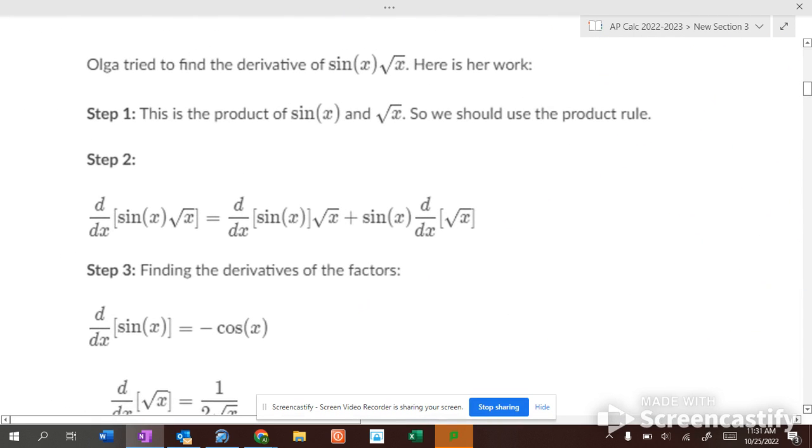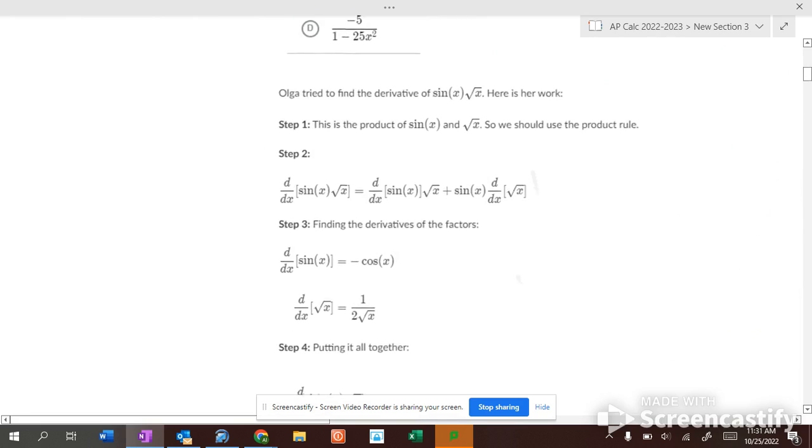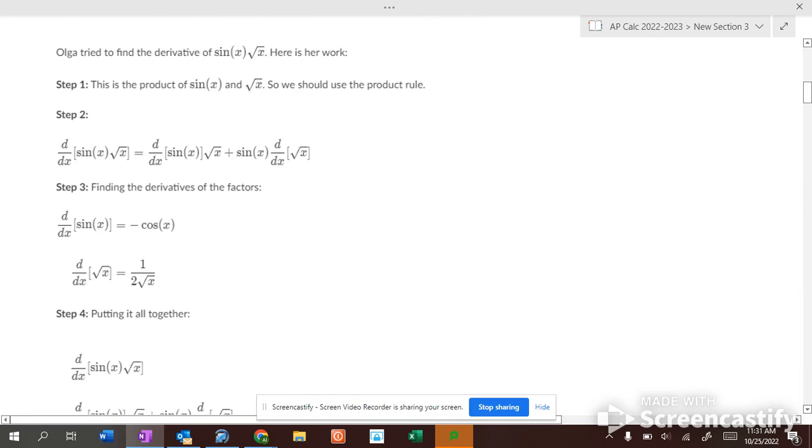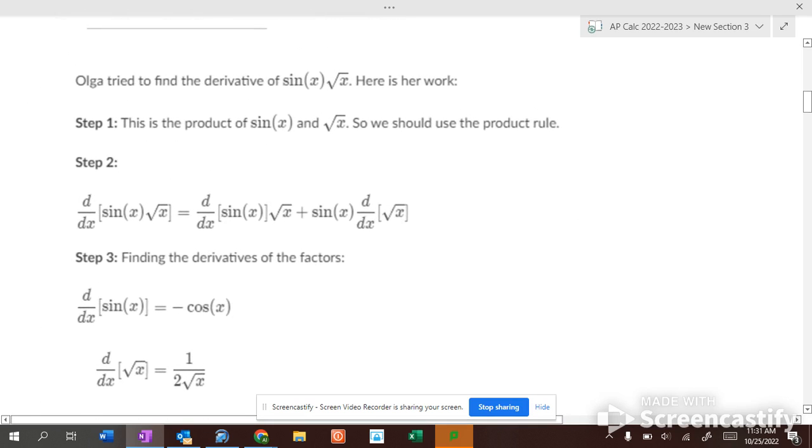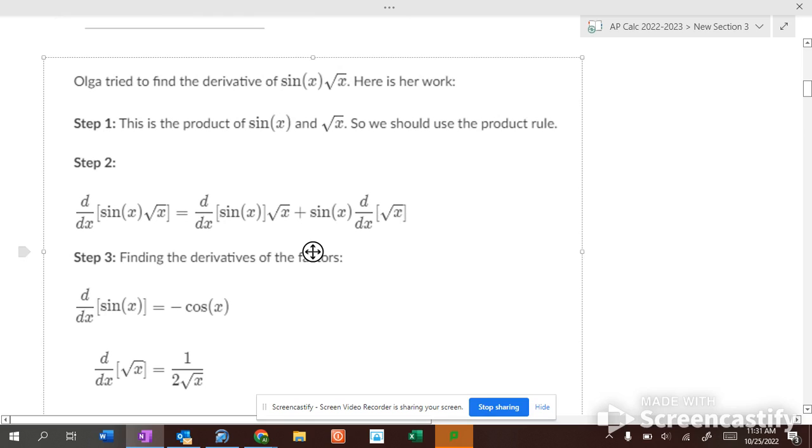Okay. Then, figuring out where people make mistakes. Olga tried to find the derivative of sine x times the square root of x. What process do you think she should use?